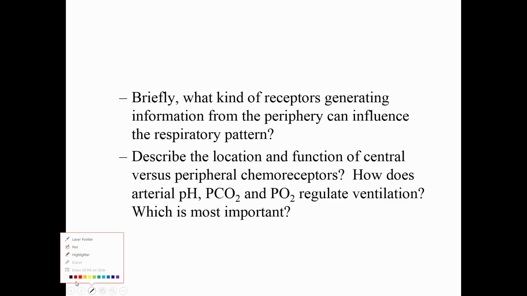So briefly, here are some learning objectives. We are going to talk about the central structures that generate respiration, and then what kind of information from the periphery can feed back and influence respiration. And we're going to talk mostly about chemoreceptors. There are some central chemoreceptors in the brain, and there are some peripheral chemoreceptors near the baroreceptors. And we were going to talk about how pH and PCO2 and PO2 all regulate ventilation.